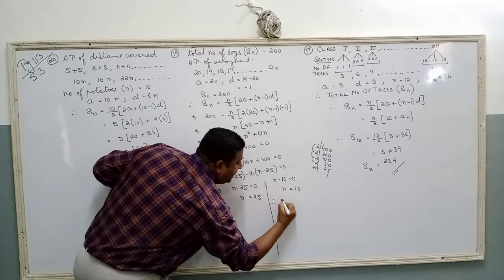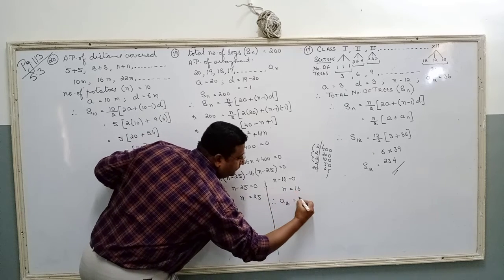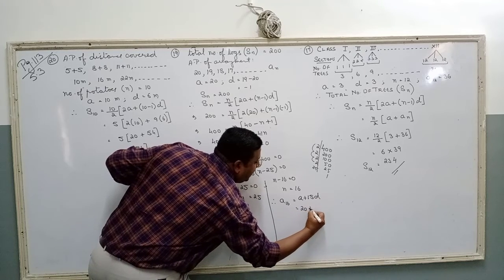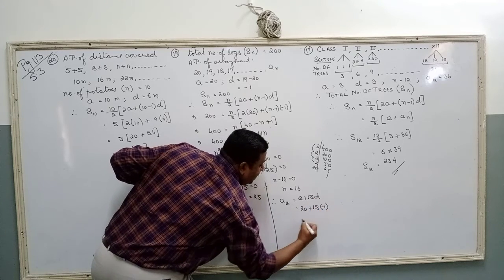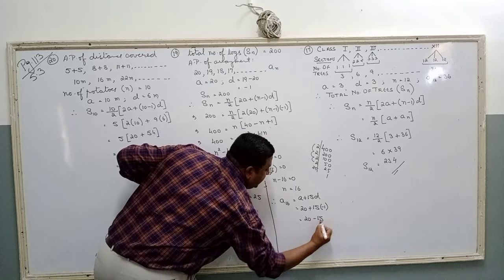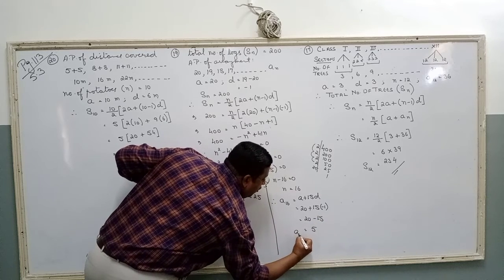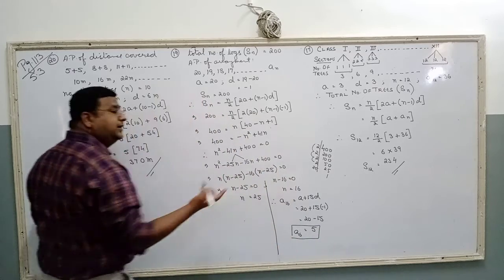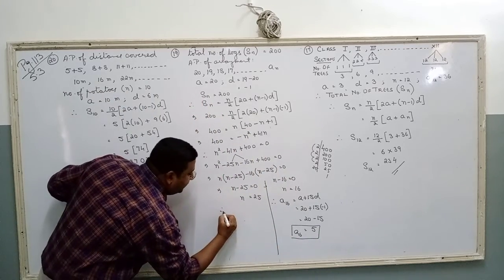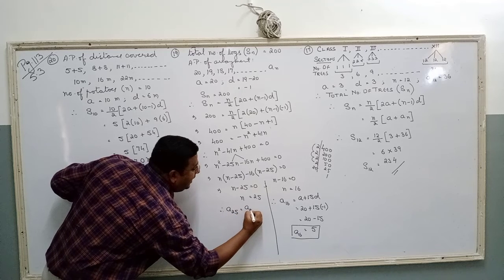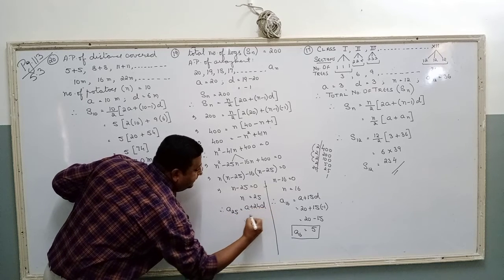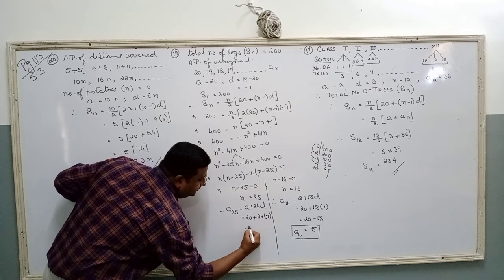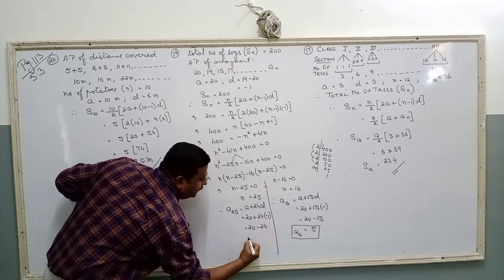So therefore a16 is a plus 15d, a is 20, plus 15 into minus 1. 20 minus 15, that is how much? 5. How many logs in the 16th row? 5 logs. Possible? Yes, sir. If we talk over here, a25 is equal to a plus 24d, 20 plus 24 into minus 1. 20 minus 24, that is how much?